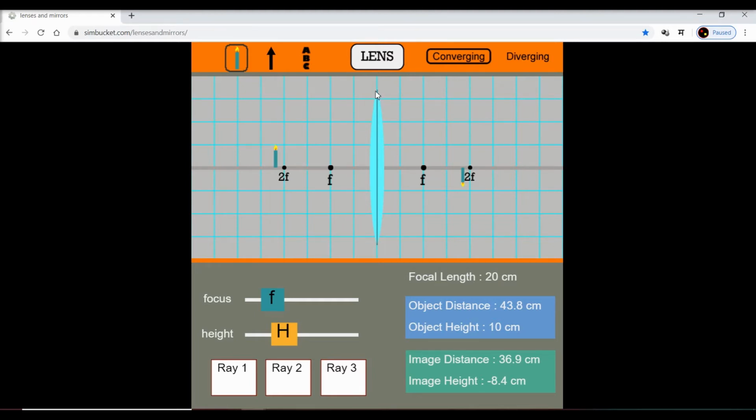This is a convex lens. This candle here is an object. I can use slider to change its height. This slider changes the focal length of the lens. You can change this lens to concave lens by clicking here.